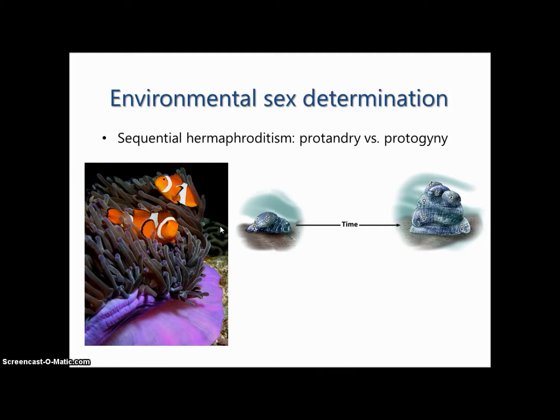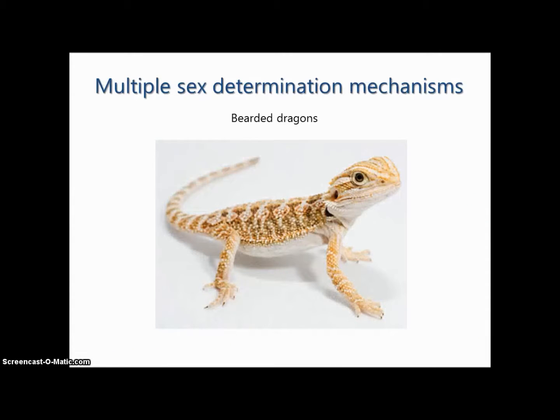Okay, so some species have multiple sex determination mechanisms. For example, in bearded dragons, both genes and temperature can influence sex development, where females are usually ZW, but at higher temperatures, ZZ individuals who would normally be male, they'll develop as females as well.